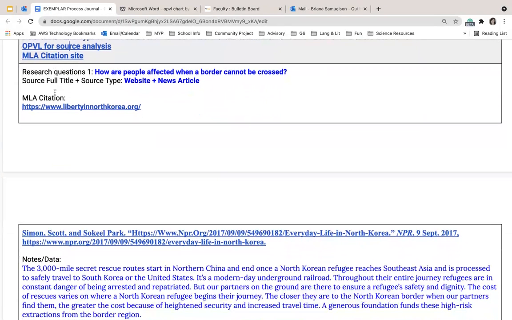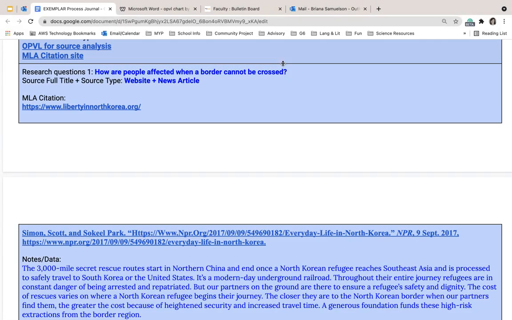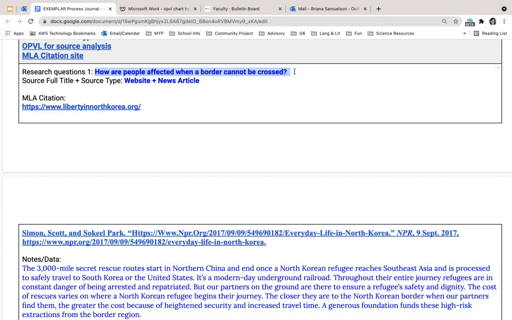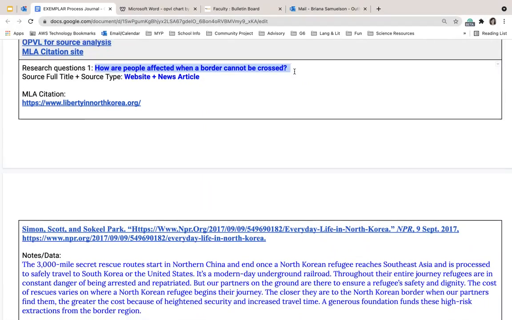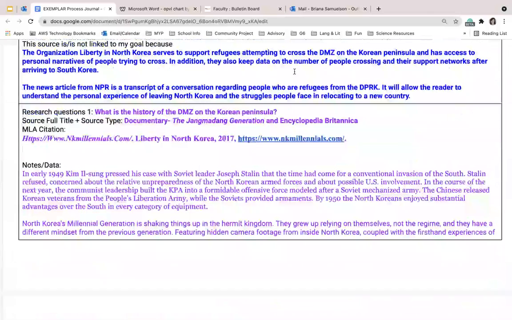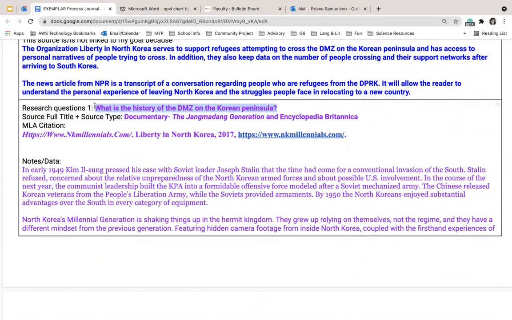So my first research question that I wrote down, and I did this in my Criterion A packet, copied into my process journal, is: how are people affected when a border cannot be crossed? Kind of open-ended, definitely relating to the border between North and South Korea. So I've got that one, and then down below I have another question that's a little more specific. What's the history of the DMZ on the Korean Peninsula?